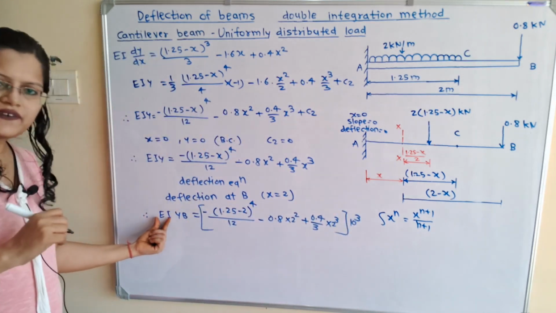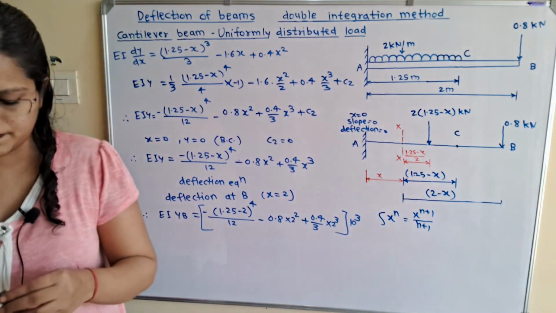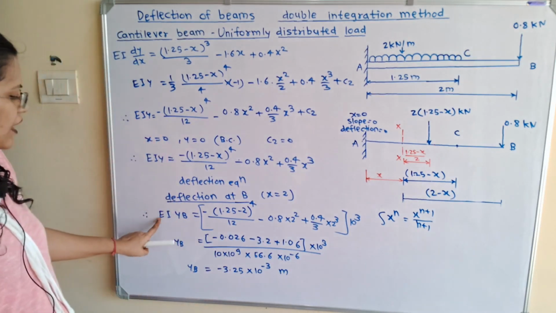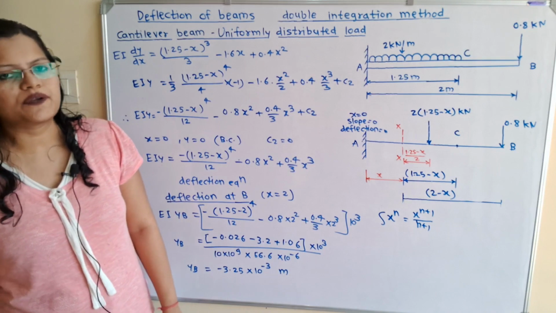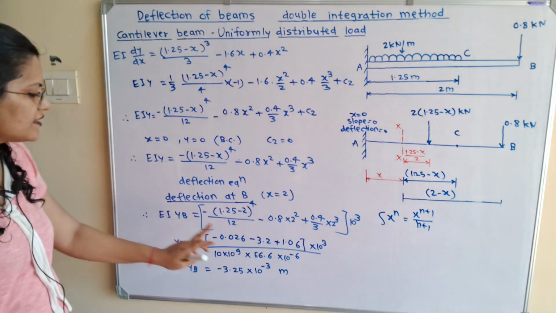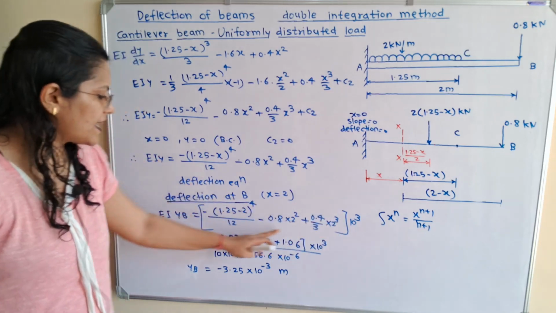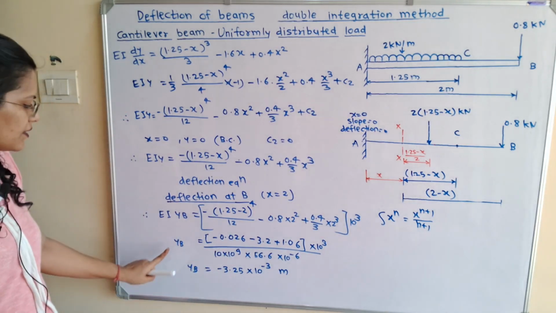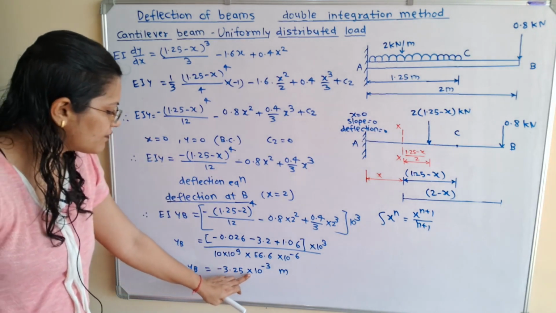And we have to divide later with the value of E and I, which is mentioned in the question. When we put the value of E and I and transfer this to the right hand side, the value of E is given 10 giganewton per meter square. So the standard unit is Newton per meter square. So we will write 10 into 10 raised to 9, and the value of moment of inertia I is given 66.6 into 10 raised to minus 6. And if we solve this right hand side, that is the numerator, then we will get this equation. So the final answer is YB, that is the deflection at point B, is minus 3.25 into 10 raised to minus 3 meter.